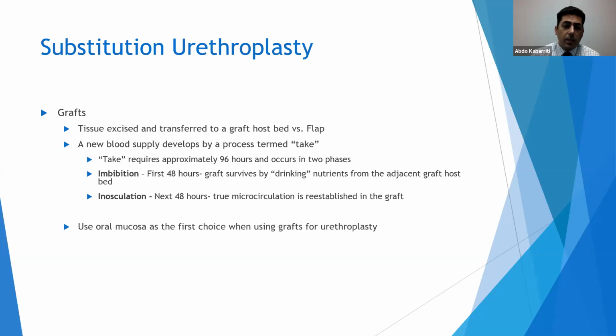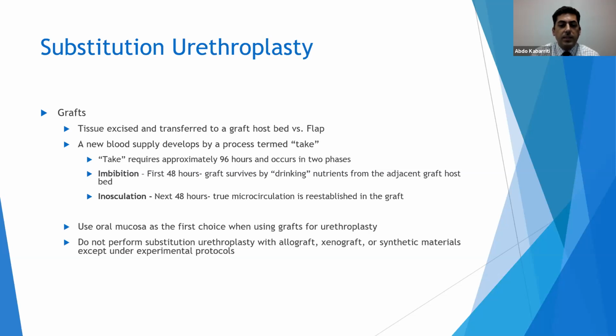Typically, nowadays we use oral mucosa as the first choice when using grafts for a urethroplasty. One should not perform a substitution urethroplasty with allograft, xenograft, or synthetic materials unless you're doing proper experimental protocols and you have the proper IRB approvals.